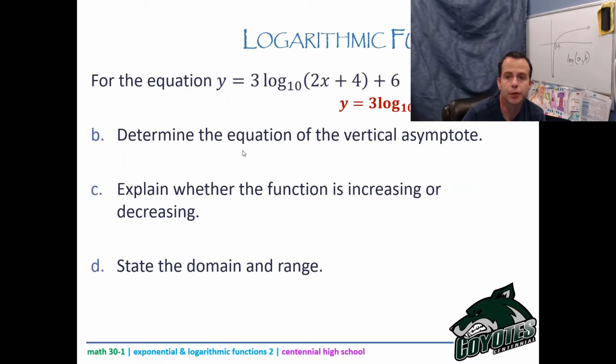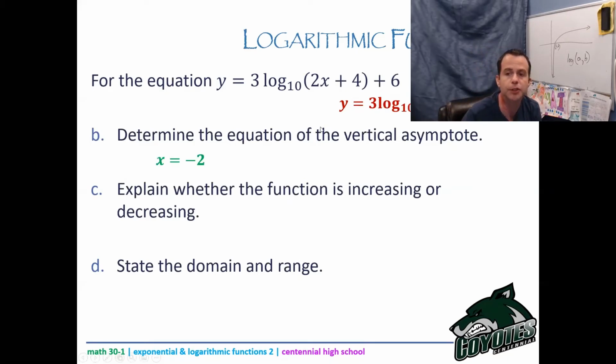Now, determine the equation of the vertical asymptote. Well, the vertical asymptote would have been at x equals 0. I've now shifted that to the left 2. So that's going to give me x equals -2 now for a vertical asymptote.